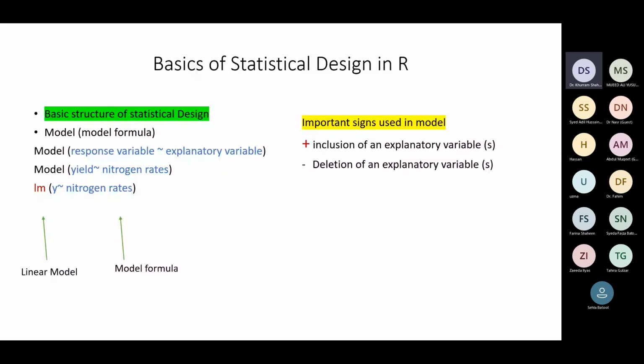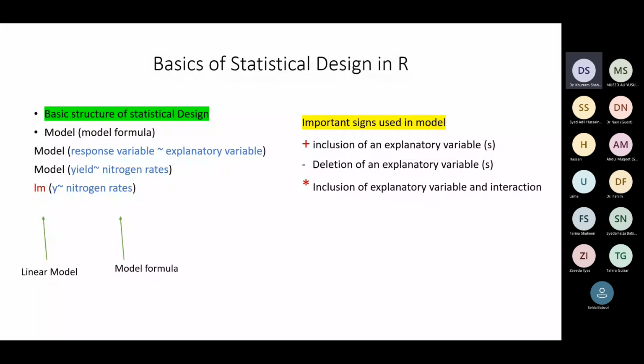And then the inclusion of explanatory variables and interaction. With the plus sign, the interactions will not come, but it will show the individual effects of every treatment variable, every explanatory variable. But when you use the asterisk sign, then R will show you the interaction also. So if you want to see the interaction of two independent variables, you can use the asterisk sign in the model formula between the two independent variables.